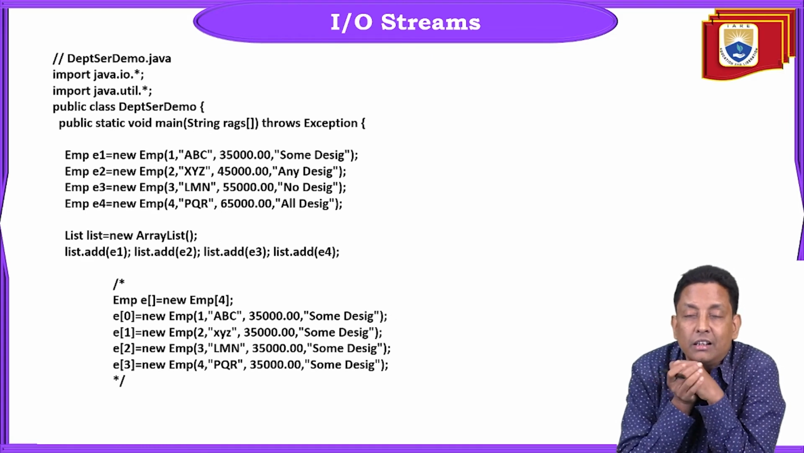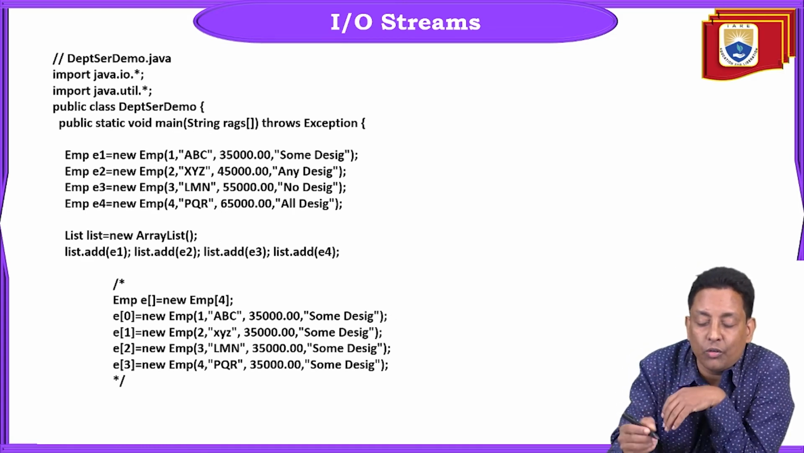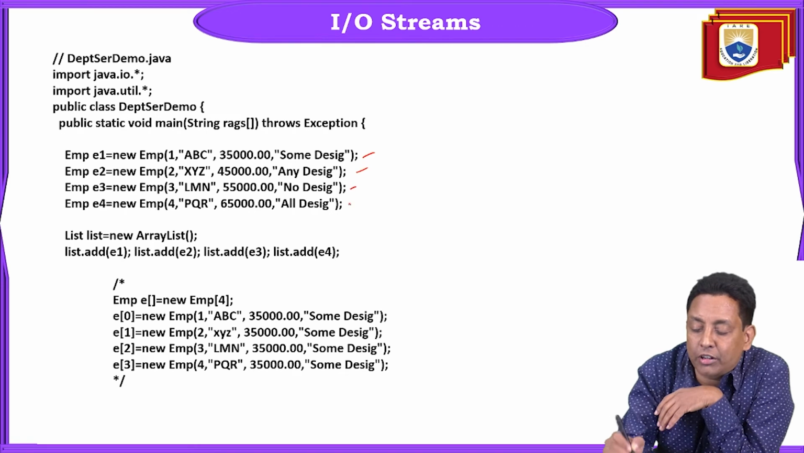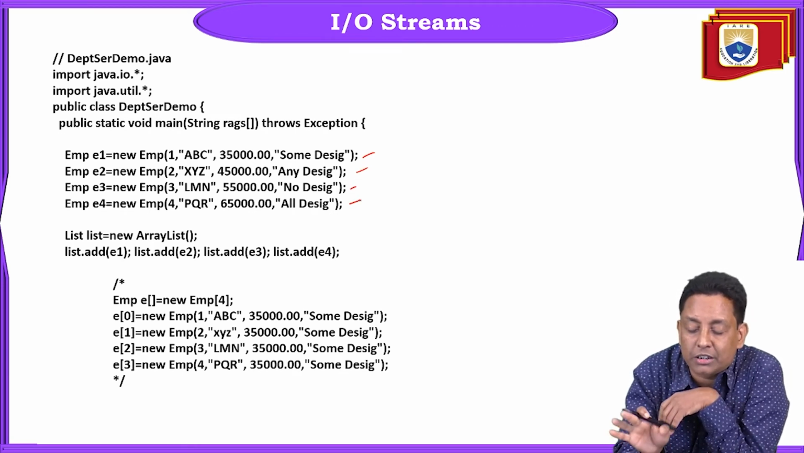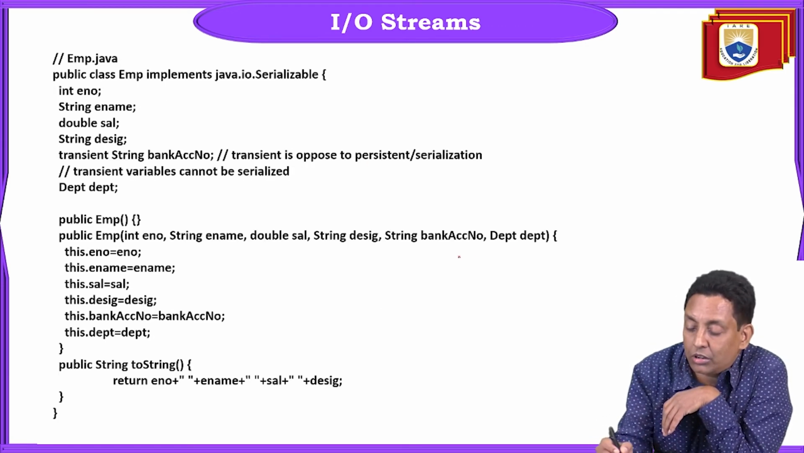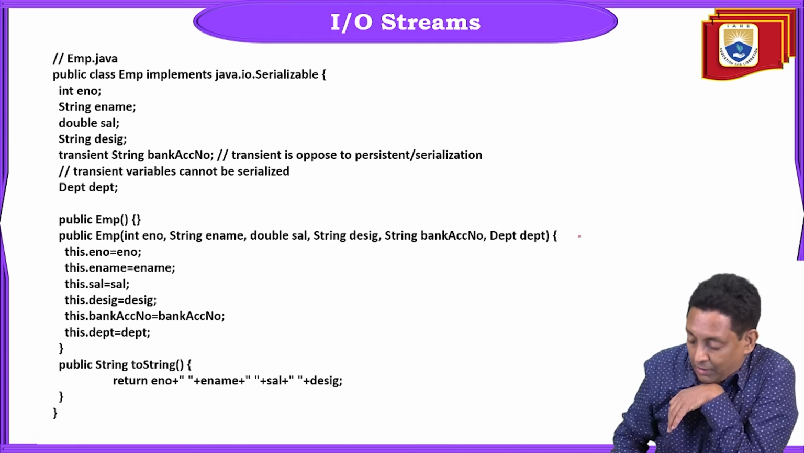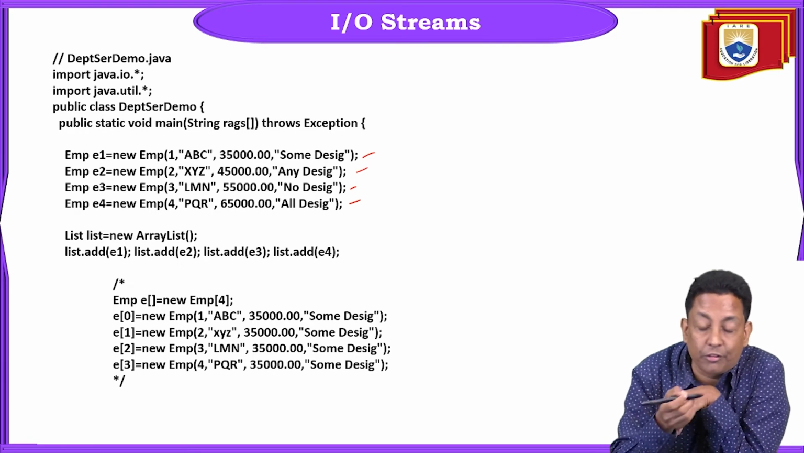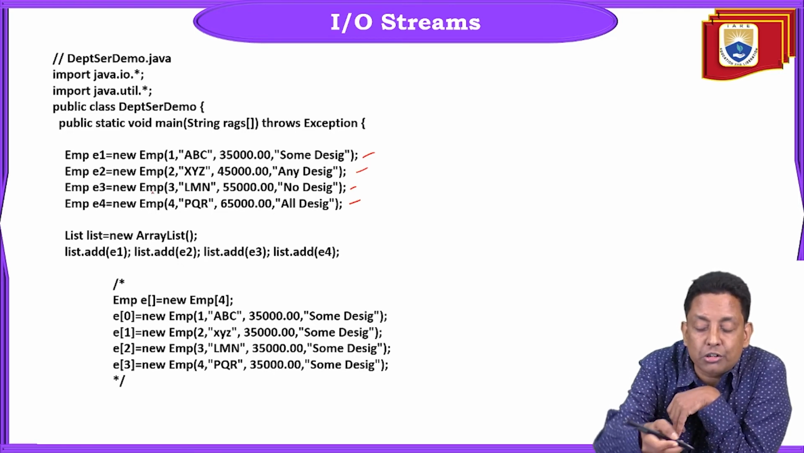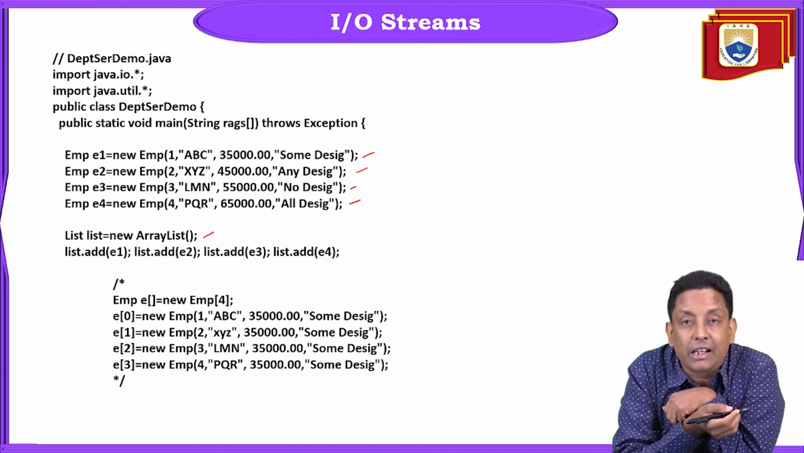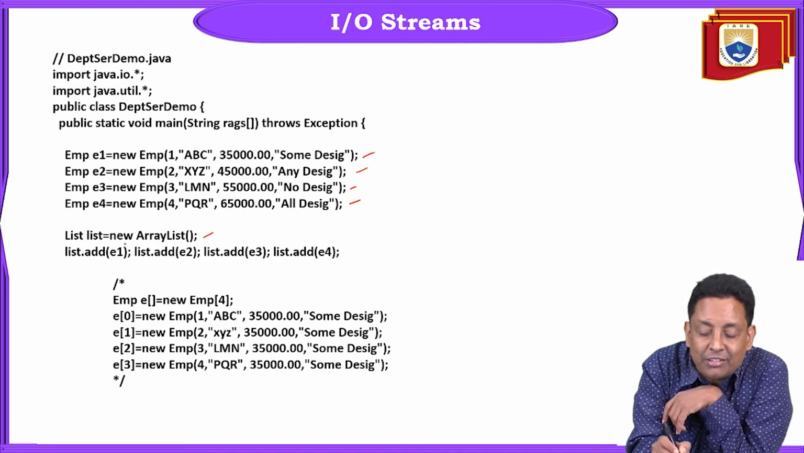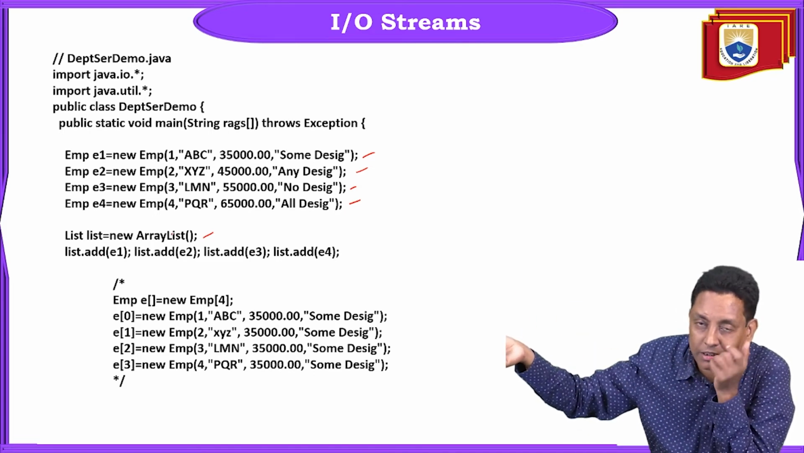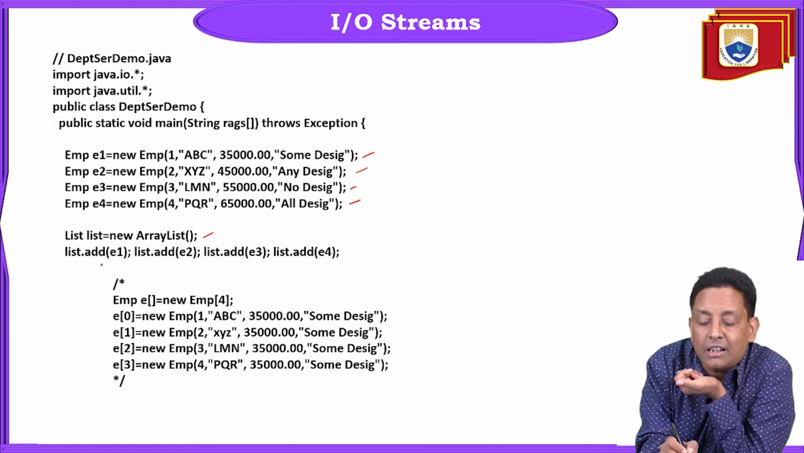Here is the department serialization demo. Here we created 4 employee objects: employee ID, employee name, salary, designation, and two more arguments: bank account number and department. If you are interested, you can fill them. So 4 employee objects are created. To store all the 4 employee objects, we created an ArrayList object. ArrayList comes from the util package in the Collections API. In the ArrayList class, the add method is given. With the add method, each employee object is added to the list.